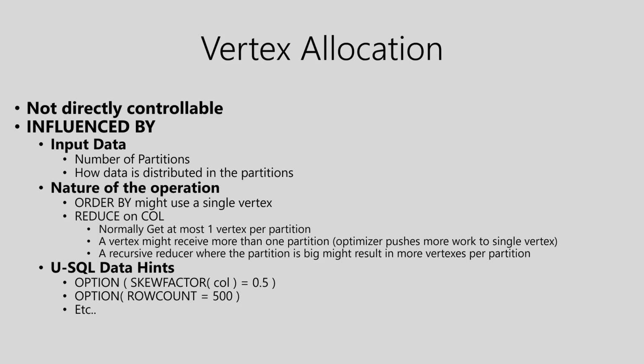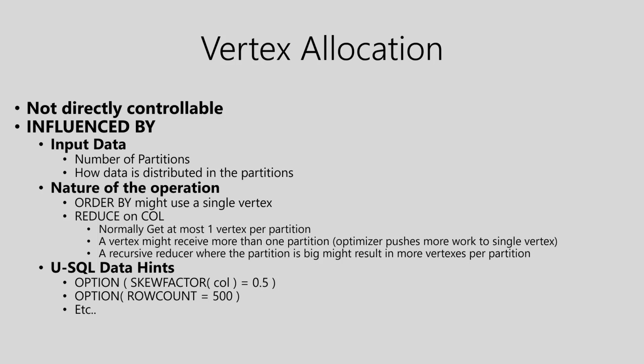Number two, what are the exact operations you're doing? There are some very expensive operations. Ordering by will tend to force a lot of data to a small number of vertices, so be aware of that. Or certain more complex operations like using a reducer UDO on a column can lead to that same effect of pushing a lot of data to a small number of vertices.